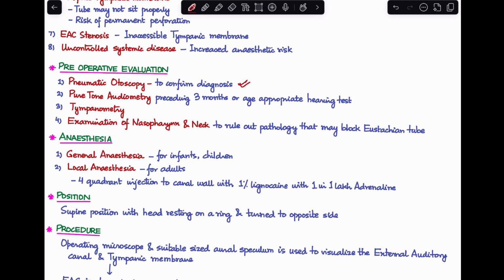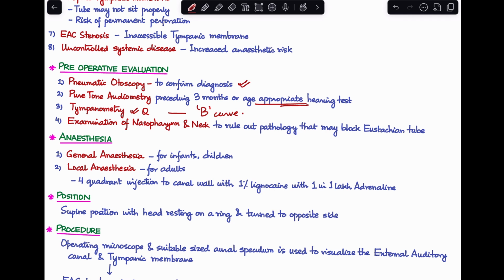Second, we need to do a pure tone audiometry within the preceding 3 months, or if not pure tone audiometry, we should do an age appropriate hearing test to document the hearing loss that the patient has. Third, we should do a tympanometry. Can you tell me, in tympanometry, in cases of otitis media with effusion, what kind of curve will you be seeing? This is a very important question. The curve that we will see is a flat B curve.